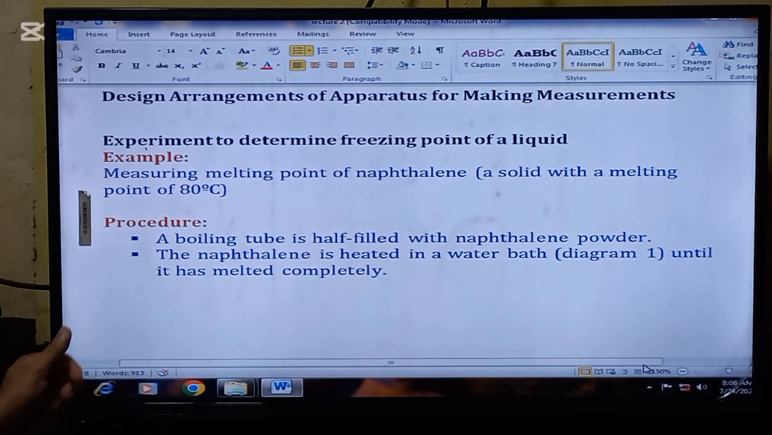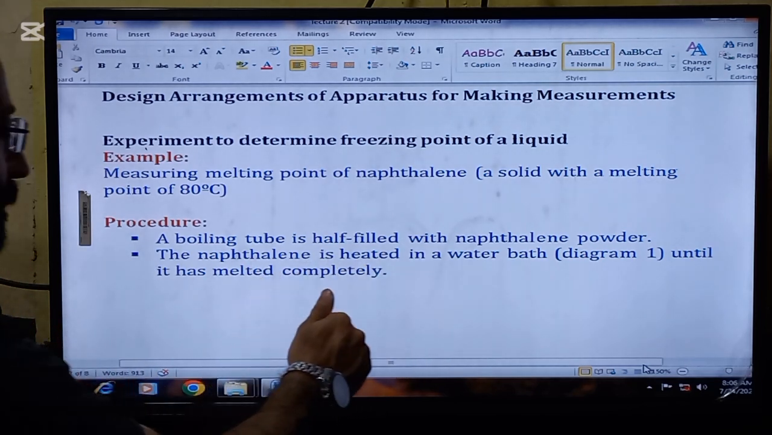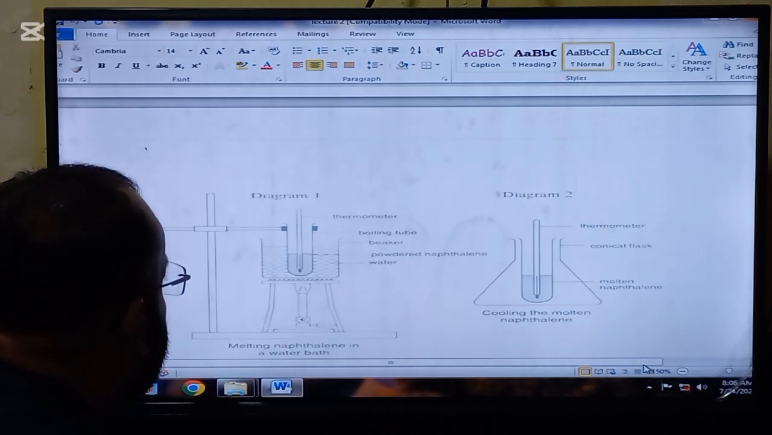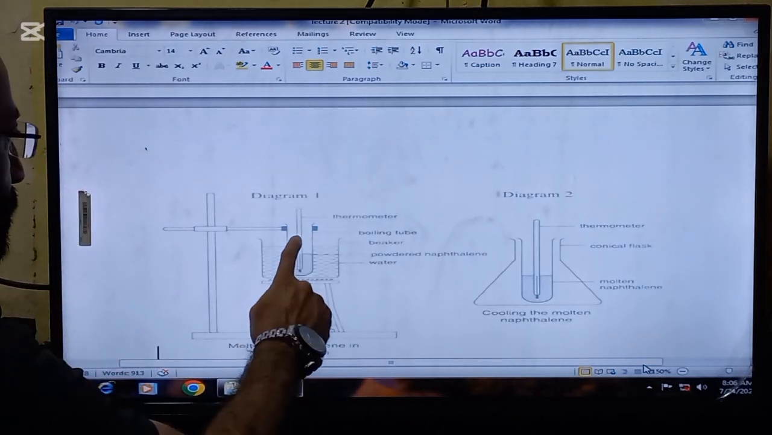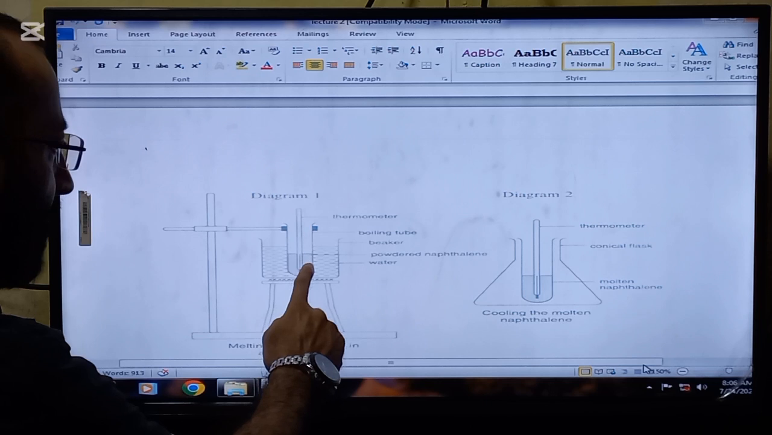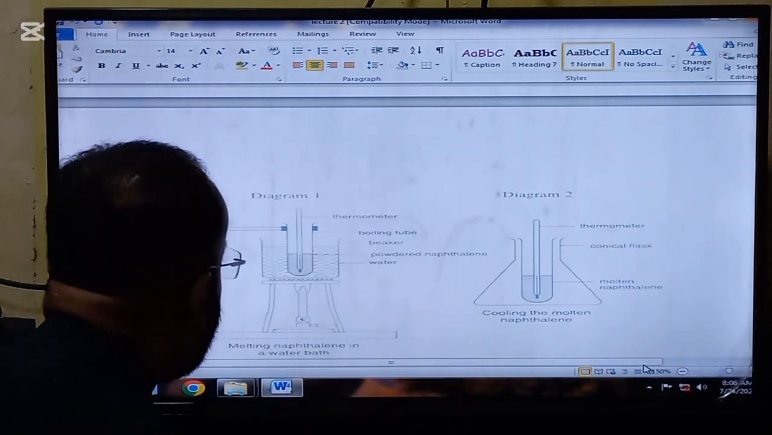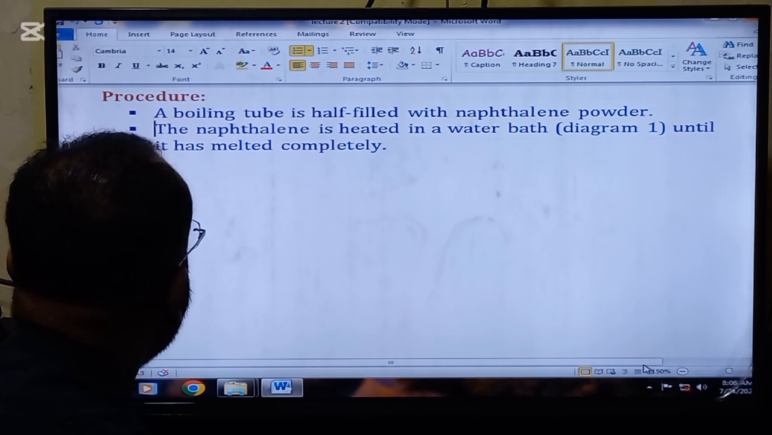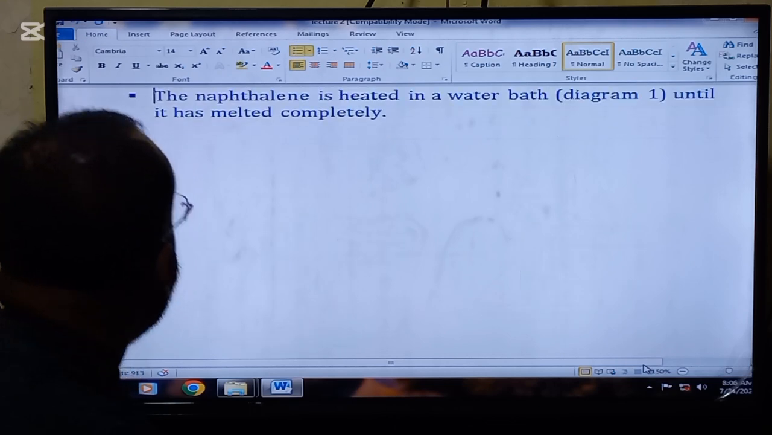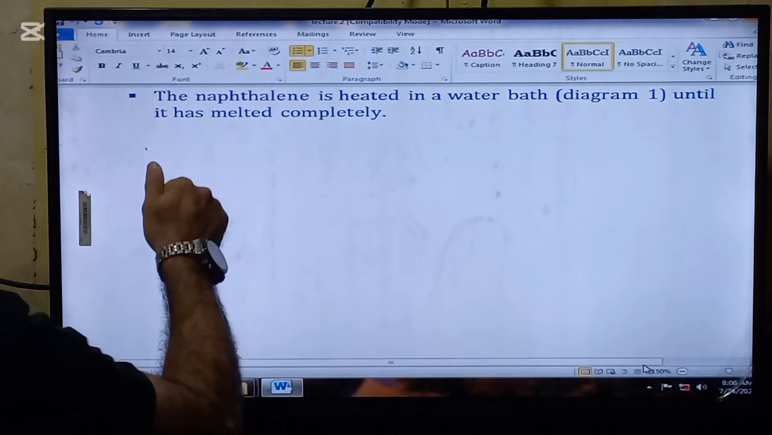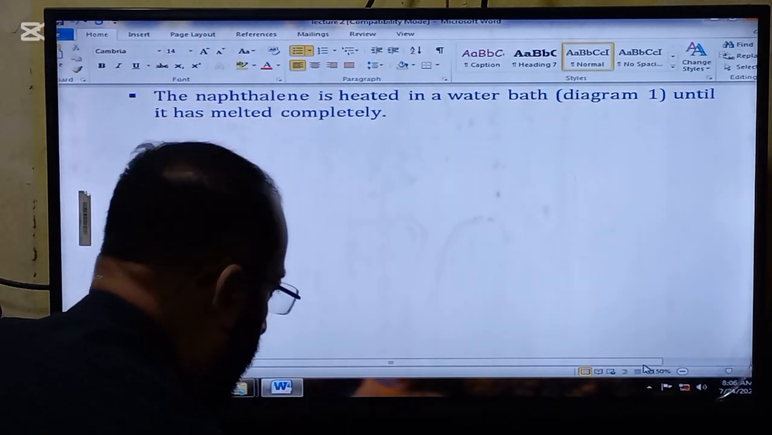Okay, the procedure is: a boiling tube is half filled with naphthalene powder. So look now. Here is the boiling tube that is almost half filled with powdered naphthalene. So this is the first step. The next step is that the naphthalene is heated in a water bath until it has melted completely.